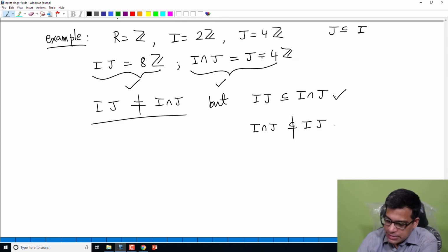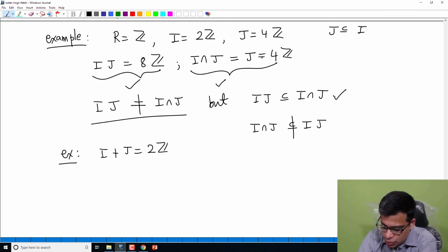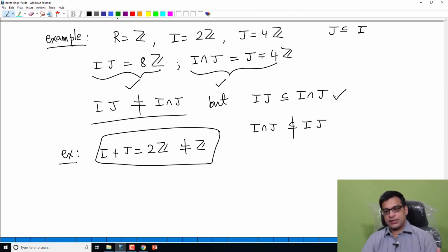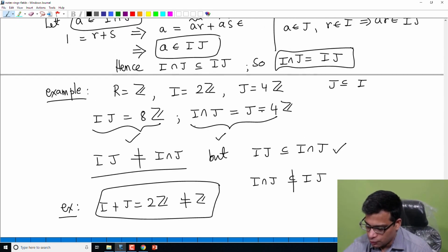It's because the sum of these two ideals, and this is an exercise for you, I will leave it for you to check, the sum of these ideals is actually 2Z, and it is not Z. If you take the sum of elements of I and J, you get 2Z, which is not equal to the full ring. So the sum is only a proper ideal, and hence the argument in the problem does not work, and we do not have the equality of the product and intersection. So just remember that product is always contained in the intersection, but for intersection to be contained in the product, you need to assume that the sum of the ideals is the full ring.